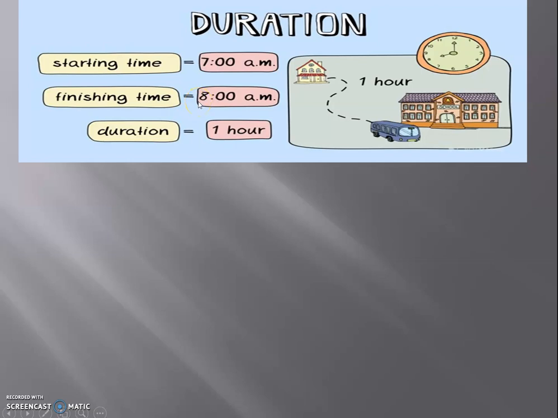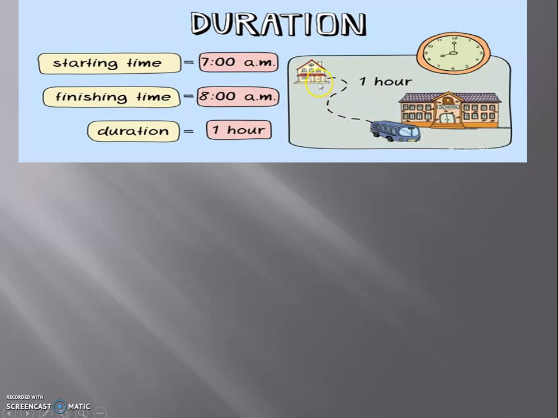This is called the duration of the trip. I start my trip in the bus by 7 AM and I finish it by 8. So when you do finishing time minus starting time, you get the duration. 8 minus 7 gives you 1 hour. This is the 1 hour, the duration of the trip, that you spend in the bus from your home to reach the school. So I can ask you a question: how long does the trip from your home to the school take? You will tell me, you mean the duration? Yes, it takes 1 hour.